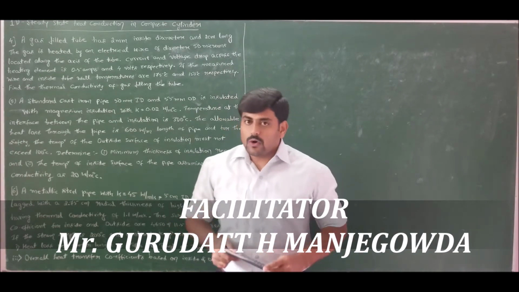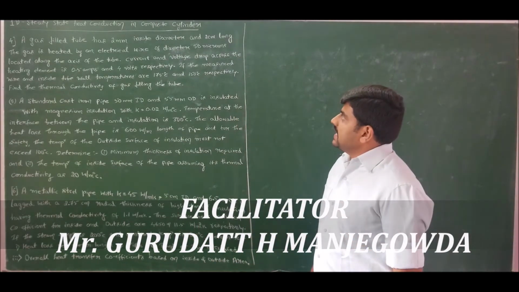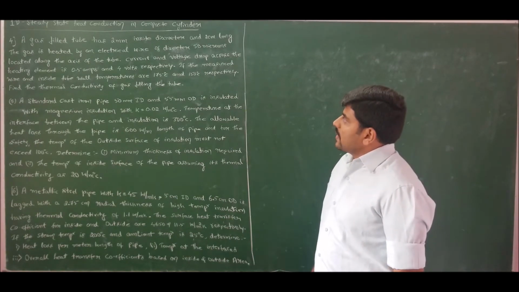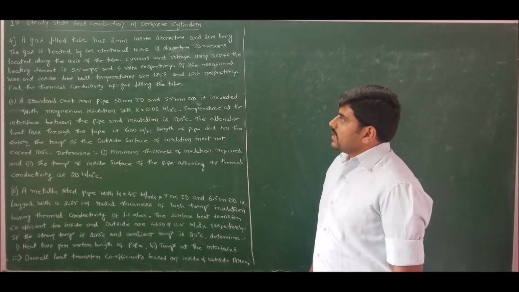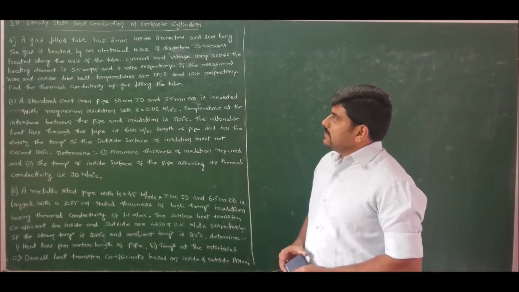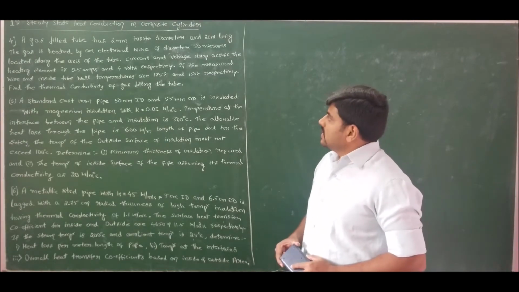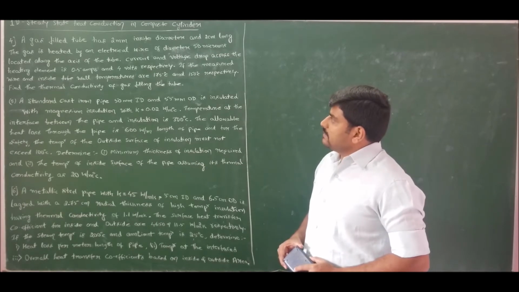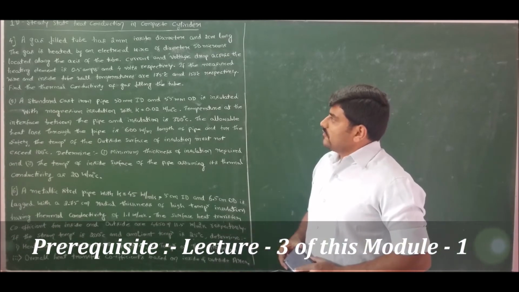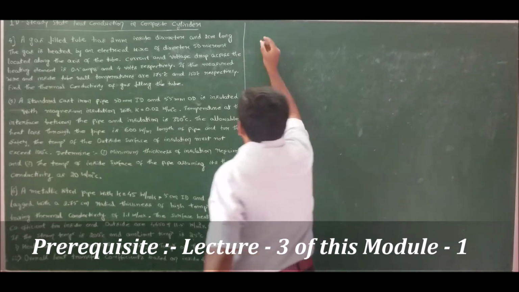The problem number 4 of our discussion states that a gas filled tube has 2 mm inside diameter and 2 cm long. The gas is heated by an electrical wire of diameter 50 microns located along the axis of the tube. Current and voltage drop across the heating element is 0.5 amps and 4 volts respectively. If the measured wire and inside tube wall temperature are 175 degrees Celsius and 150 degrees Celsius respectively, find thermal conductivity of gas filling the tube. Let us solve this problem.